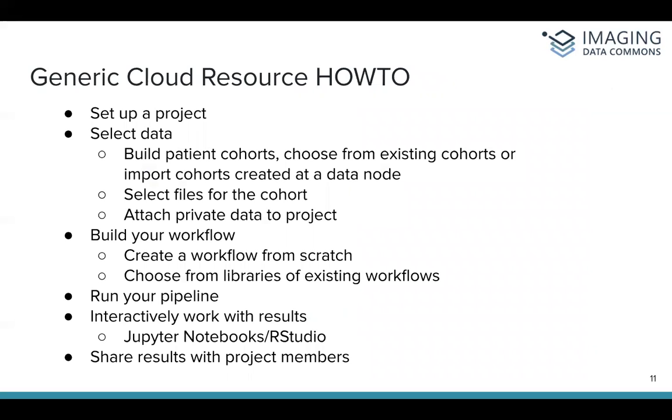So pretty much the cloud resources all run in a similar fashion in that you set up a project, you select the data that you want to use either by building patient cohorts, choosing from existing cohorts, or importing cohorts that are created at a data node. You select files for the cohort and can attach private data to your project. You then build your workflow, creating either one from scratch or choosing from extensive libraries of existing workflows. You run your pipeline. You can interactively work with your results using Jupyter Notebooks and RStudio typically, and then you can share your results with your project members.